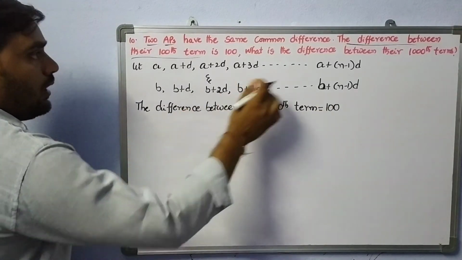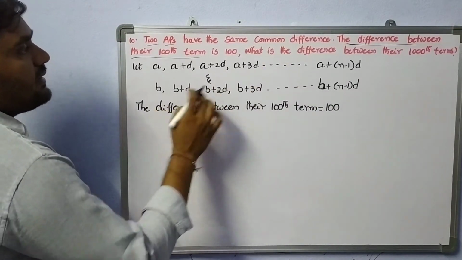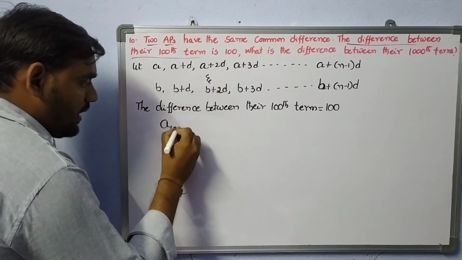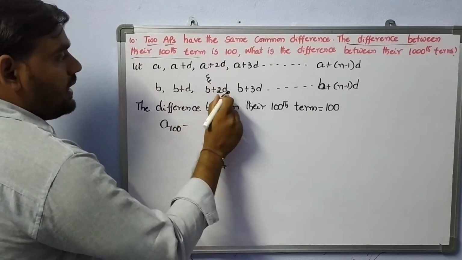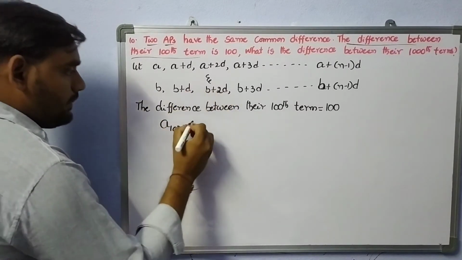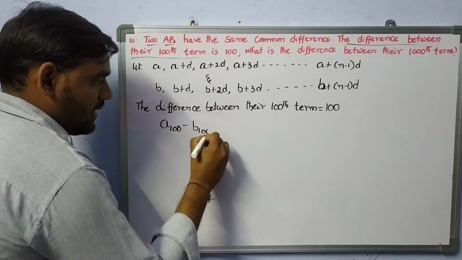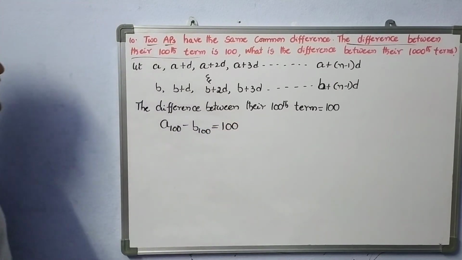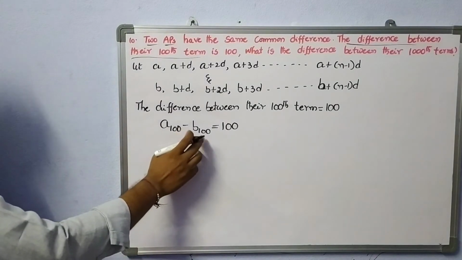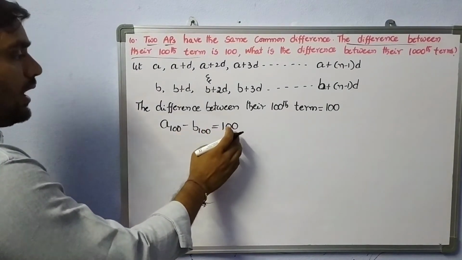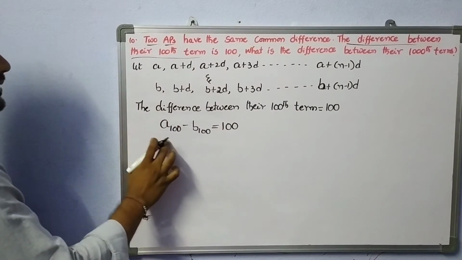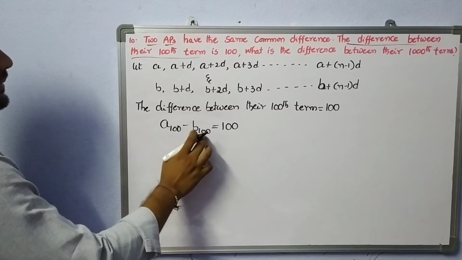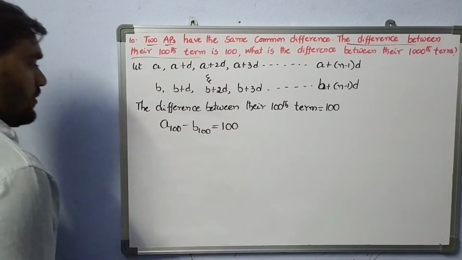So here, the 100th term of this arithmetic progression will be a100, minus the 100th term of this arithmetic progression, b100, is equal to 100. Is it clear or not? So a100 minus b100 is equal to 100 means the 100th term of the first arithmetic progression minus the 100th term of the second arithmetic progression is equal to 100, according to the problem.